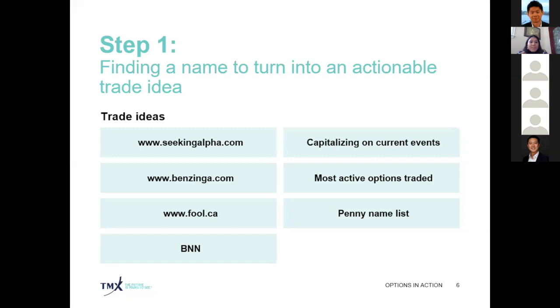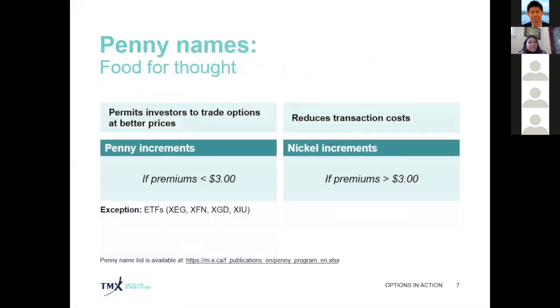Also, we have the penny name list. For those who don't know the penny name list, 80 names, or a quarter of the option classes in Canada, are under the penny name list. Basically, if you have an option with a bid-ask spread, you can enter a price in increments of a penny. Generally, you see a nickel or a penny. What that does is it permits investors to trade options at better prices. It is for options with premiums less than $3, with the exception of a few popular ETFs, XEG, XFN, XGD, and XIU. So that's food for thought.